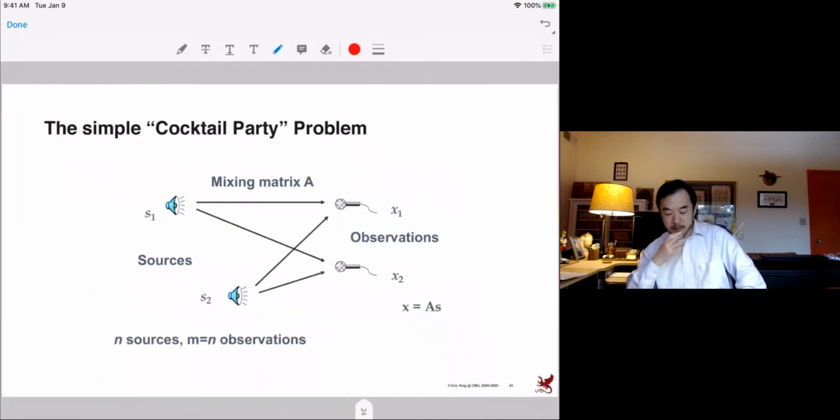Maybe take an example. Suppose that you want to solve this very, very famous problem known as the cocktail party. Let's say, in fact, right now we are at a cocktail party. We are talking to each other through Zoom, right? And imagine that I have 10 people here, okay, talking.